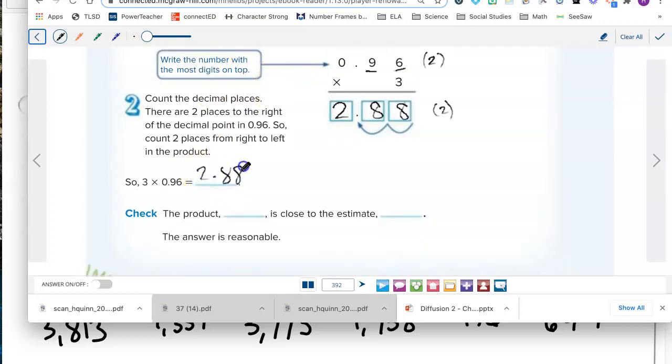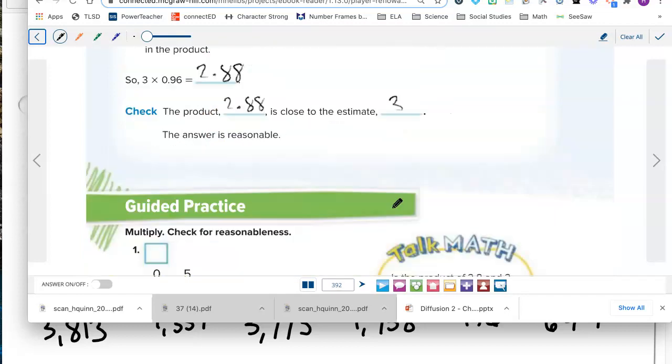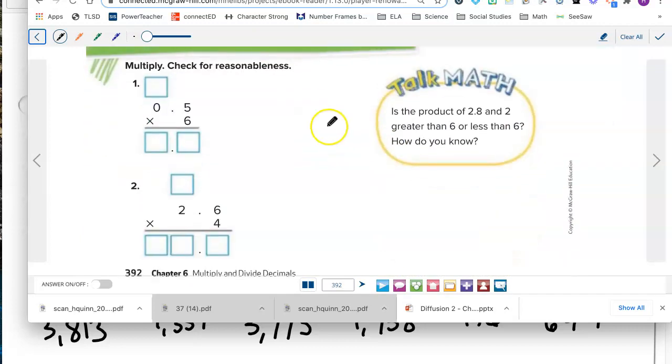Let's just finish filling in these boxes. 2 and 88 hundredths is close to 3, so the answer is reasonable. All right, let's try a couple of these problems. This is 6 times 5, which is 30. That's 0 plus 3 is 3. That should make sense because half of 6 is 3.